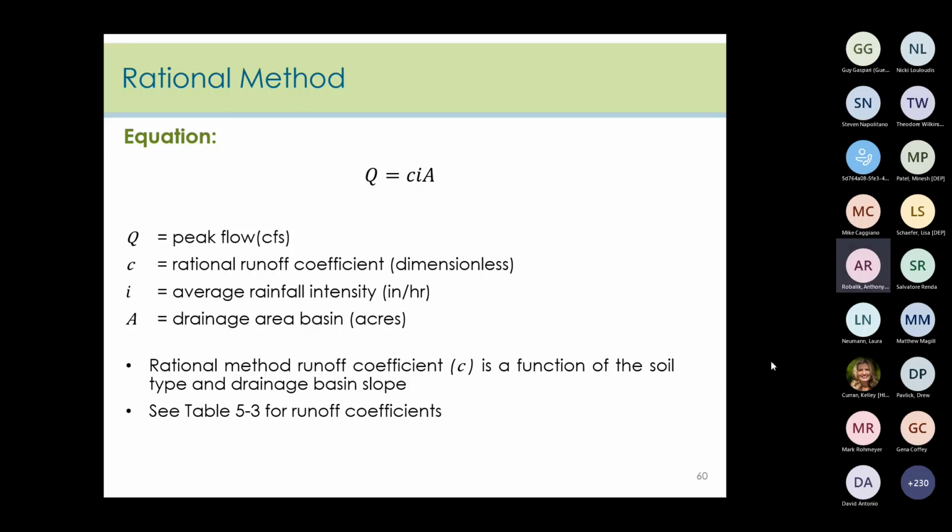So note that the rational equation may not appear to be dimensionally correct, in that although I is specified in inches per hour, 1 inch per hour equals 1.008 CFS per acre. But in using this equation, the two are taken to be numerically equal, so no conversion factors are required.